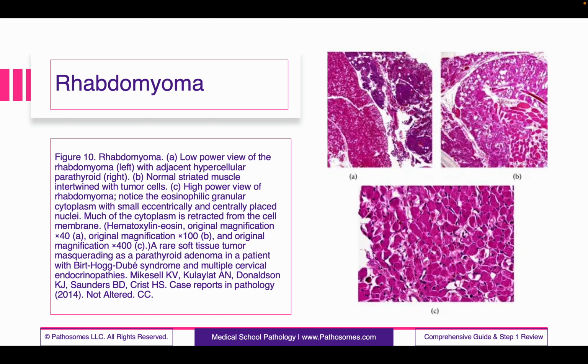Do keep in mind that rhabdomyomas have a unique histologic appearance, as we can see in part A, which is a low power view of a rhabdomyoma. It's next to a hypercellular area from the parathyroid. In part B, we can see normal striated muscle intertwined with the tumor cells. And in C, we could see a high power view of the rhabdomyoma. You see that? The eosinophilic appearance with the nuclei pushed off to the side. Rhabdomyoma.